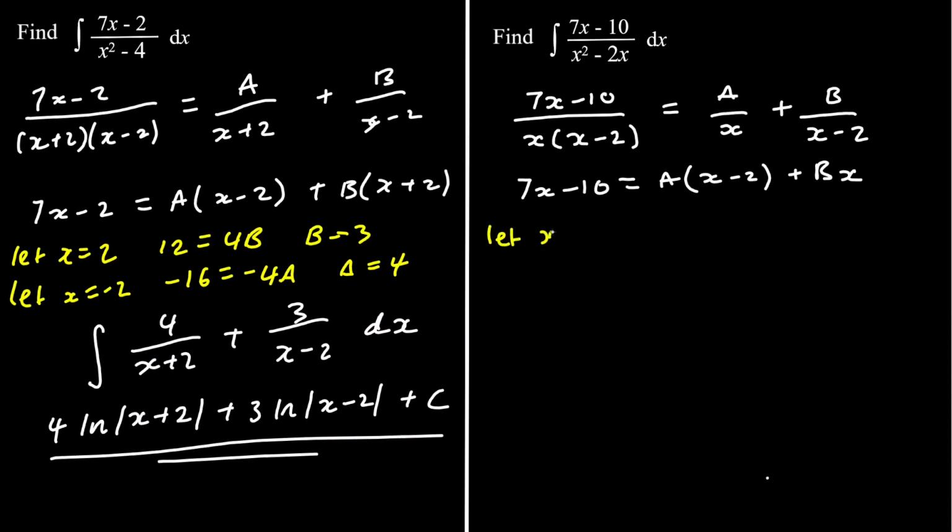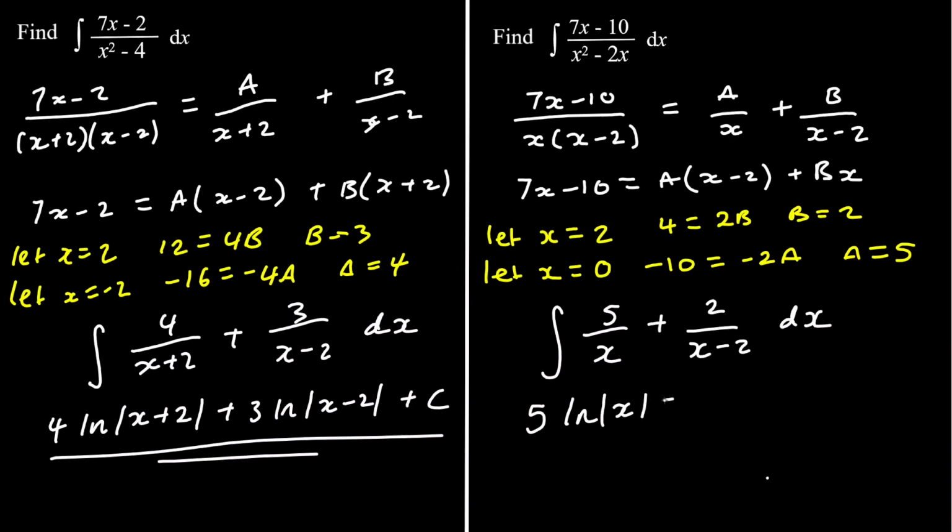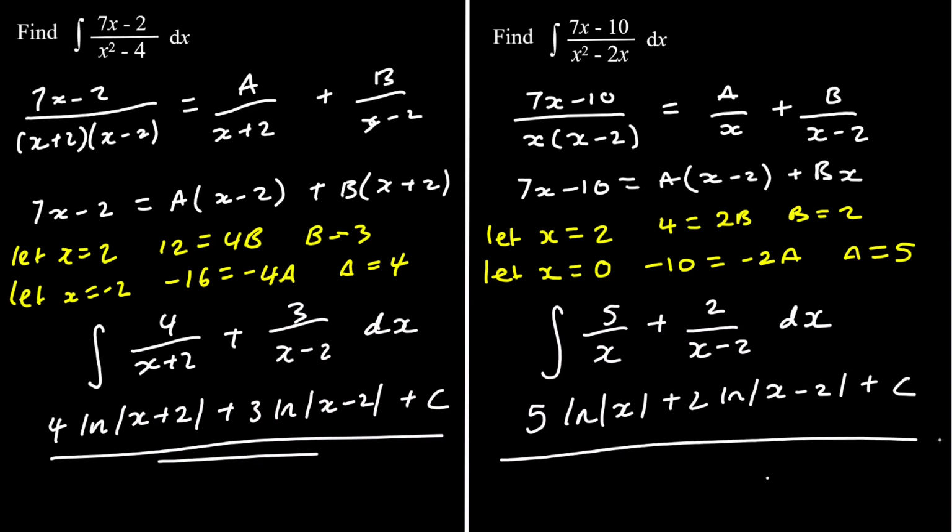We let x equal 2. We'll get 4 equals 2b. So b is 2. And if we let x equal 0, we'll get negative 10 equals negative 2a. So a is 5. We are integrating 5 over x plus 2 over x minus 2. So it's 5 log x plus 2 log x minus 2 plus c.